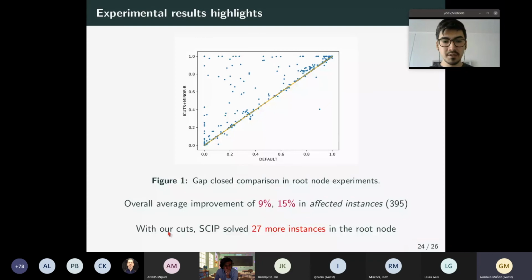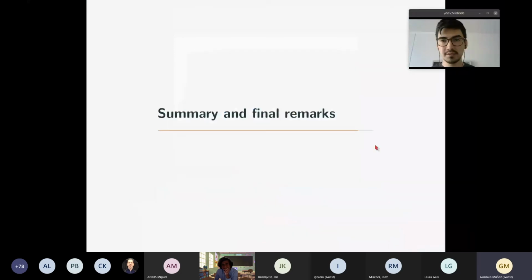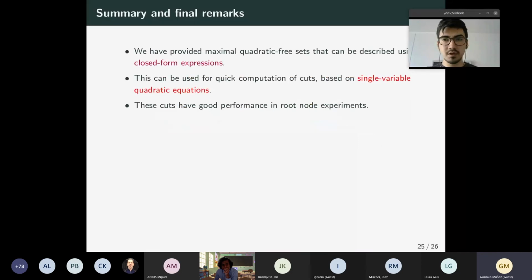And additionally, with our cuts, SCIP was able to solve 27 more instances in the root node. Okay, so we were very happy with these experiments. So with this, I'm done. I would like to summarize and give you some final remarks.